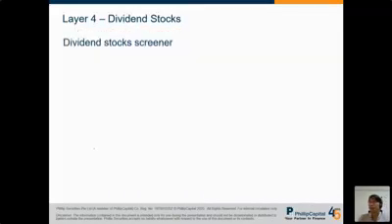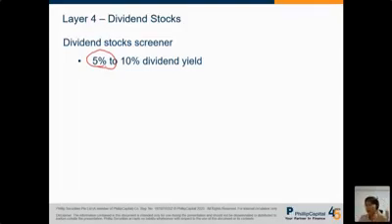So how to look for good dividend stocks? Okay. I have this dividend stock screener. To me, because stock itself is high risk, of course I want to have more than 5% dividend yield. If anything less than that, might as well go for endowment, go for some bond, which is safer, right?